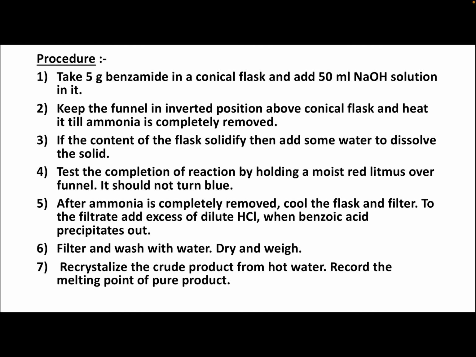After ammonia is completely removed, cool the flask and filter. To the filtrate, add excess of dilute HCl, when benzoic acid precipitates out. As you see in the video, white benzoic acid will precipitate out. Filter and wash with water, dry and find out the weight. You have to note down this weight. Recrystallize the crude product from hot water and record the melting point of the pure product.